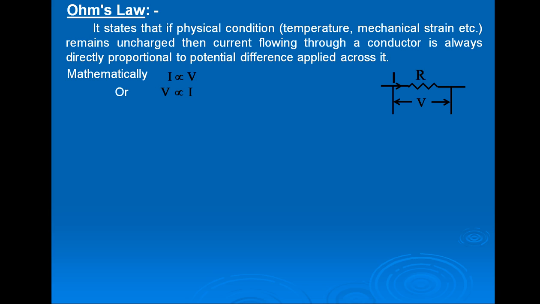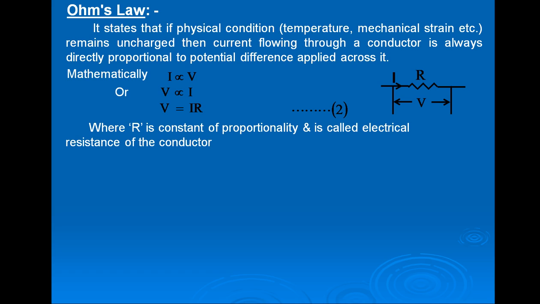or V is proportional to I, or V = IR, where R is the constant of proportionality and is called the resistance of the conductor through which current is flowing. Put this as equation number 2, where R is the constant of proportionality and is called the electrical resistance of the conductor.